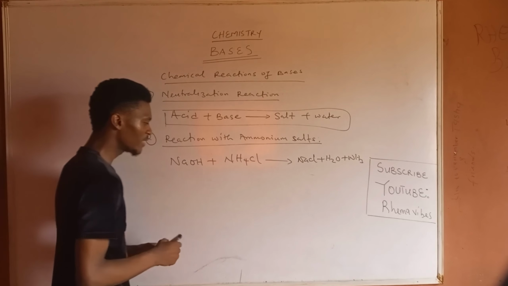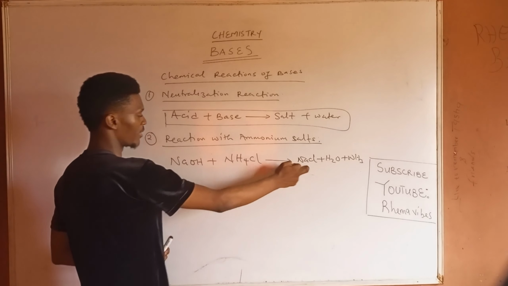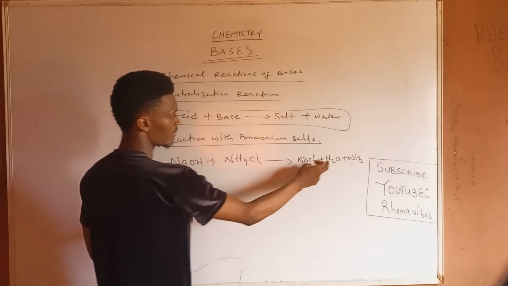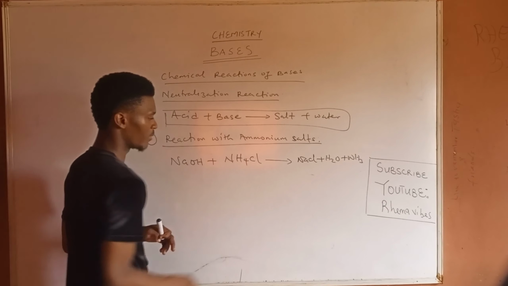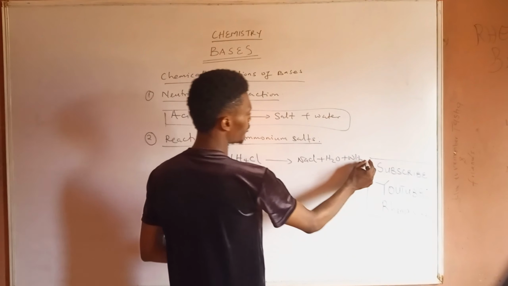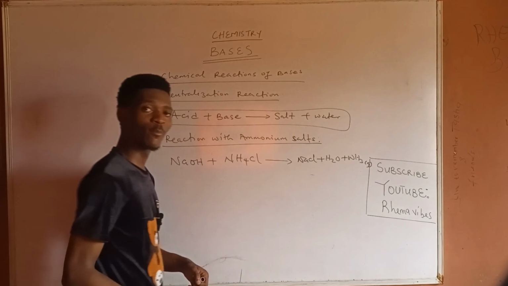All right. Now let's see whether the reaction is balanced. This is one sodium, one oxygen, then five hydrogen, one nitrogen, one chlorine over there. So the gas that is being produced here is ammonia gas.